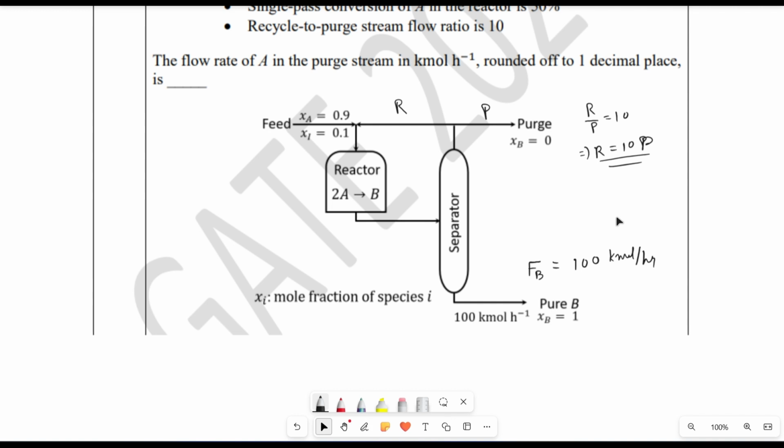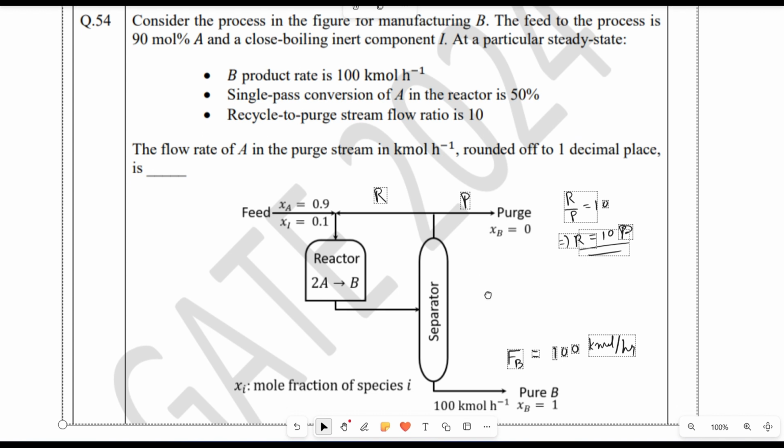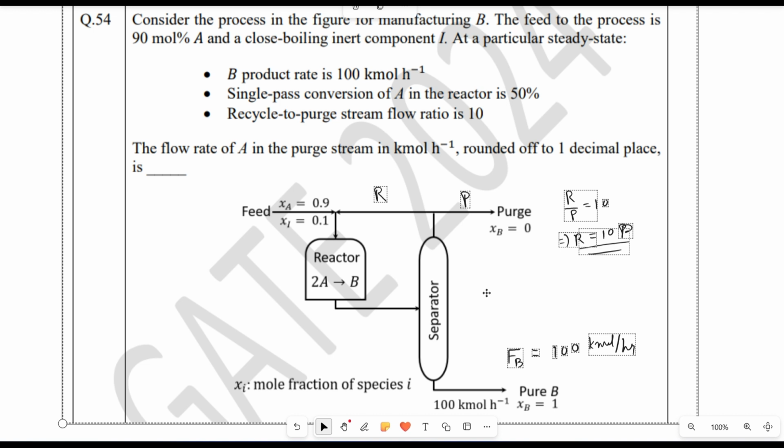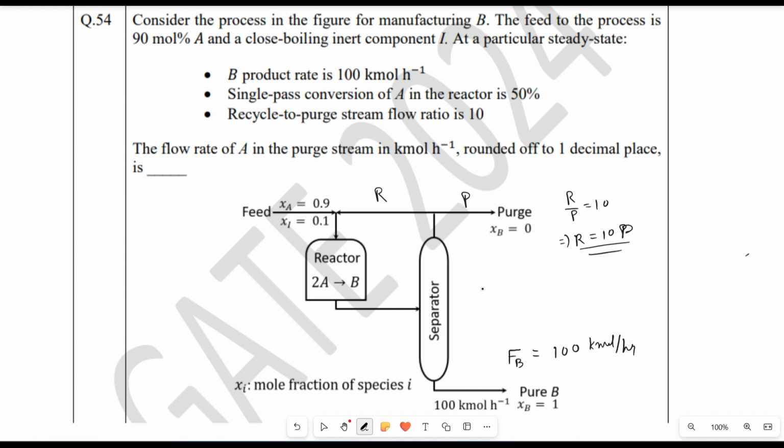Also, the feed is 90 mole percent A, which is already given. Single pass conversion is 50%. This is a separator, and pure B is separated. The remaining is recycled, so it will have A and inert. Let the mole fraction of A here be XAR, where AR represents A in the recycle, and there will be inert.